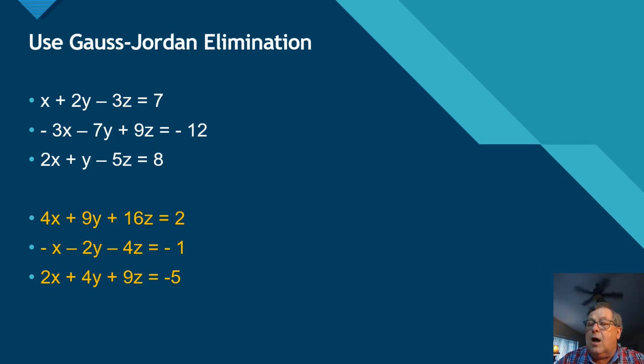And then we'll also solve the second system in yellow: 4x plus 9y plus 16z equals 2, and negative x minus 2y minus 4z equals negative 1, and 2x plus 4y plus 9z equals negative 5. And we're going to move to the calculator and let our calculator do the heavy lifting.